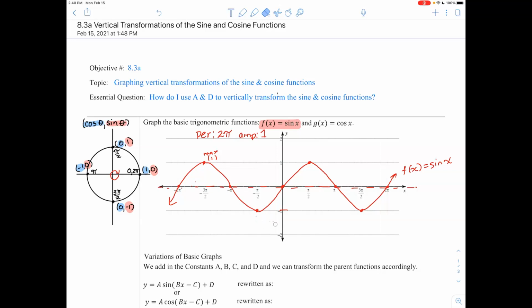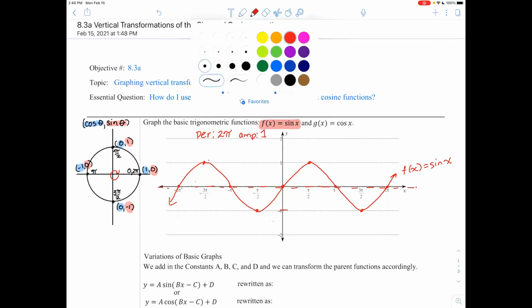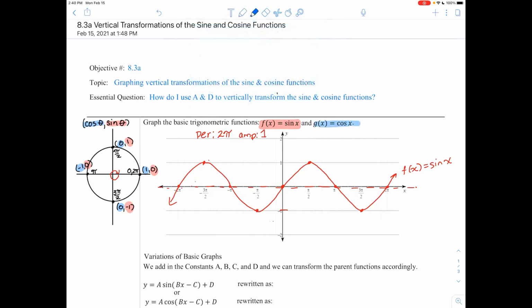Now let's go ahead and do our cosine function. So I'm going to switch to my blue pen here. So we're going to do our cosine function in blue. And now I'm just going to cycle through all of the points here in blue. So at 0 radians, the cosine of 0 is 1. Cosine of pi over 2 is 0. Cosine of pi is negative 1. Cosine of 3 pi over 2 is 0. And the cosine of 2 pi, we're back at 1.